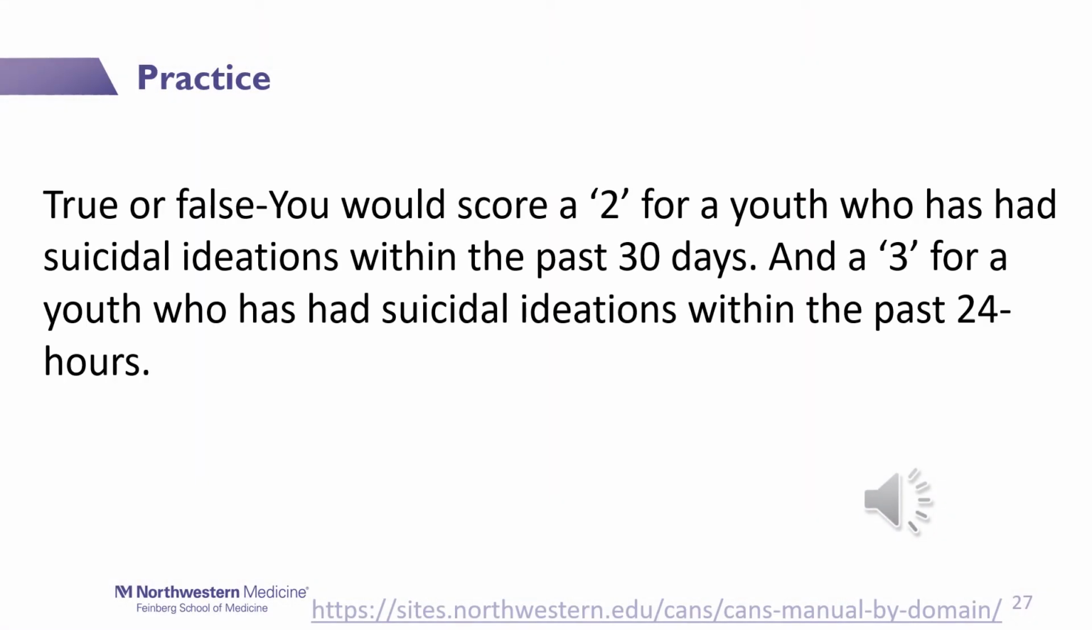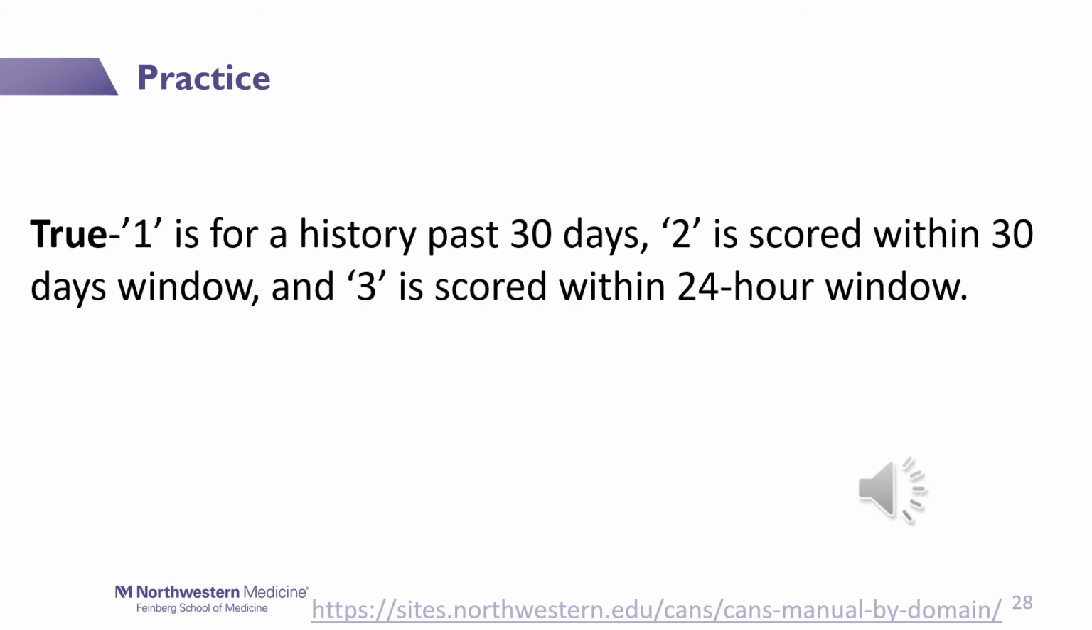True or false? You would score a 2 for a youth who has had suicidal ideations within the past 30 days and a 3 for a youth who has had suicidal ideations within the past 24 hours. True. 1 is for a history, past 30 days, 2 is scored within the 30-day window, and 3 is scored within a 24-hour window.